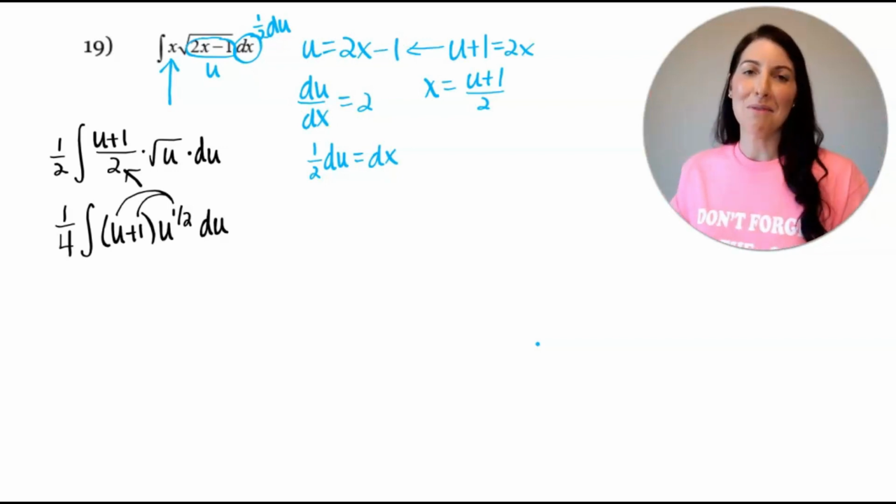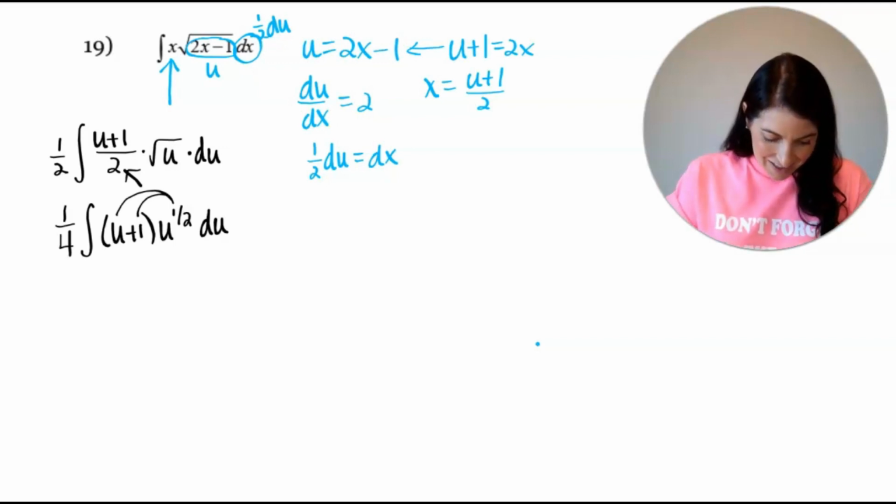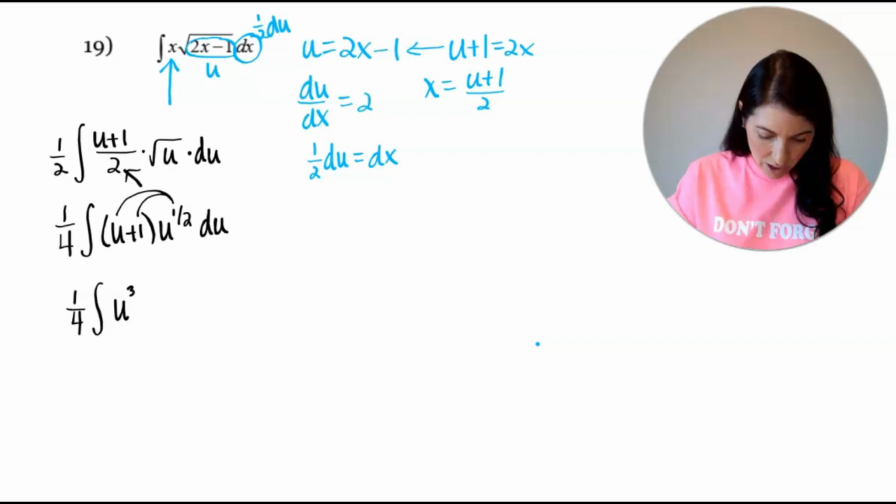You'll all probably come up with a much more clever way to do this, and I would love to hear about that in the comments. So this I would rewrite as 1/4 times the integral of u to the 3/2 plus u to the 1/2, and then du.